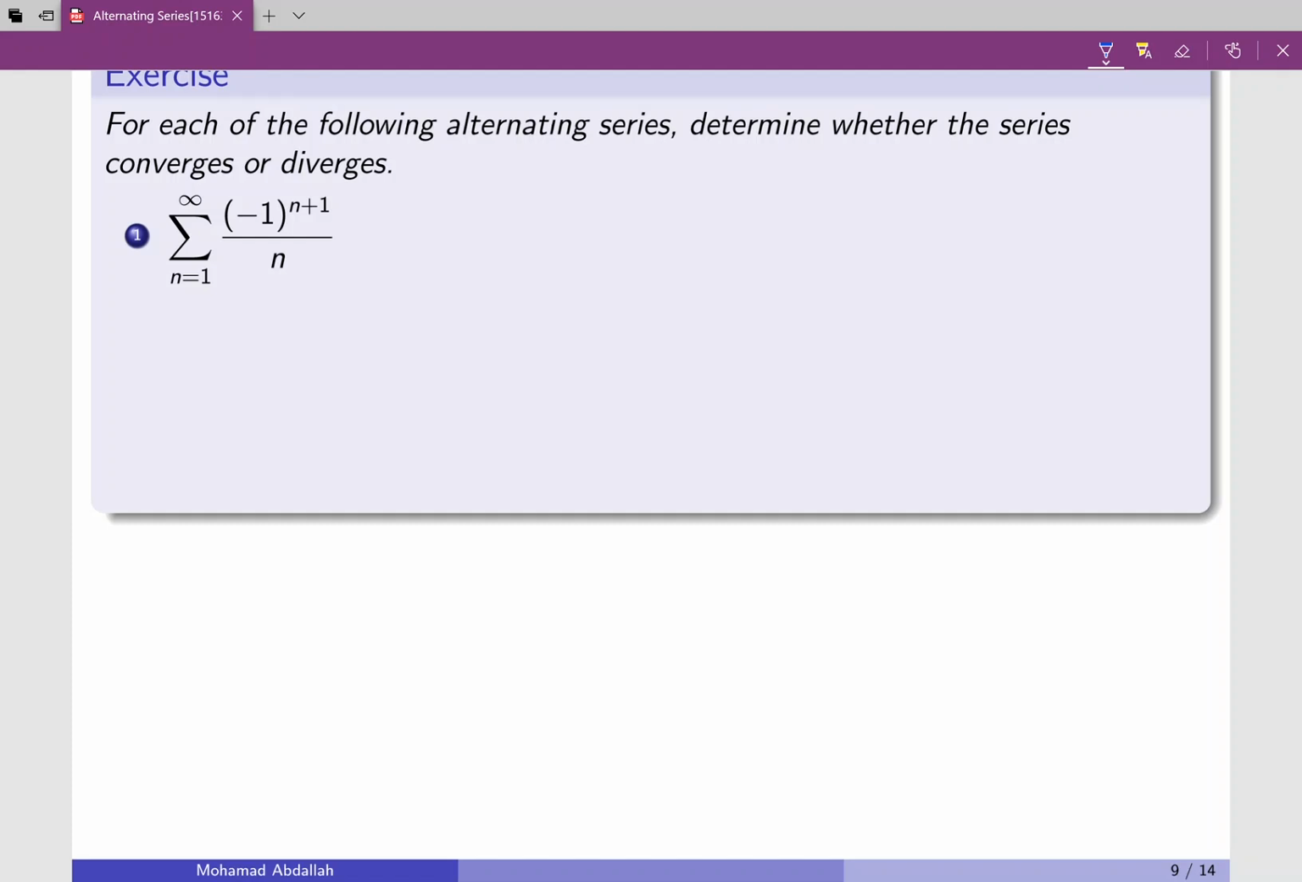Here's an example. I want to determine the convergence of this alternating series. Now again, I want to write it like that. Summation from n equals 1 to infinity of negative 1 to the power n plus 1 multiplied by 1 over n. I want you to see that this has exactly the form that we had in the alternating series test, with Bn equal to 1 over n. Okay. Now let's look at the conditions that we have here.